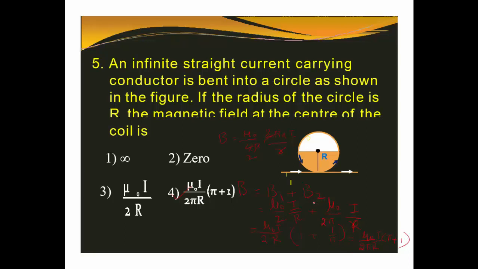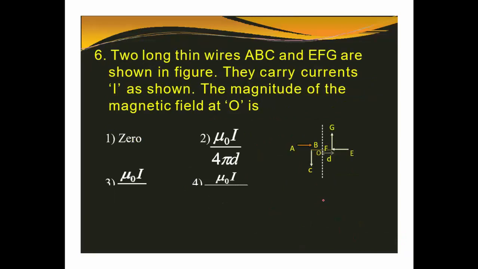Okay. Next we go for the sixth question. What is the sixth question here? Two long thin wires ABC and EFG are shown in the figure. They carry currents I as shown in the figure, meaning the current in both sections is the same. What is the magnetic field at O?